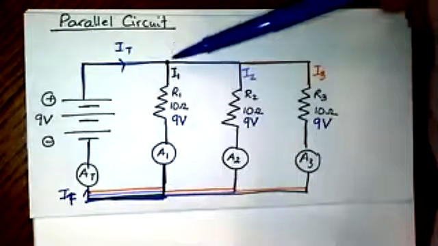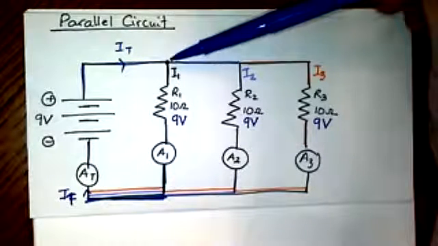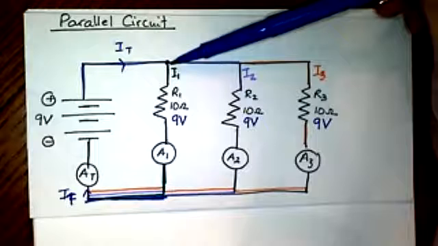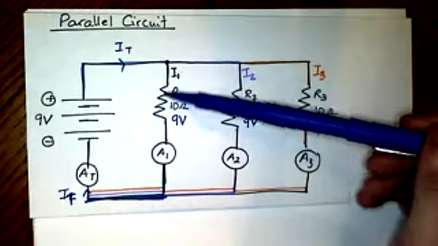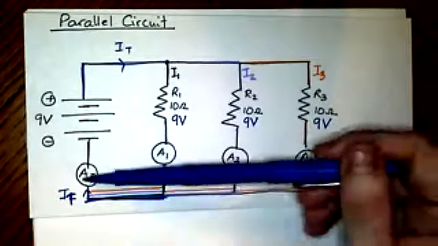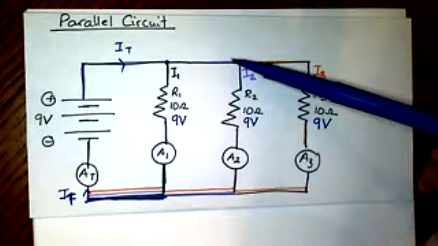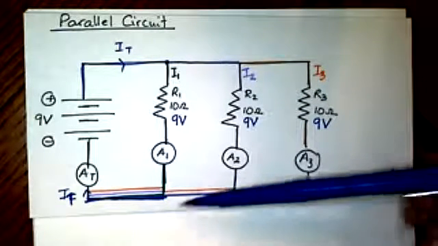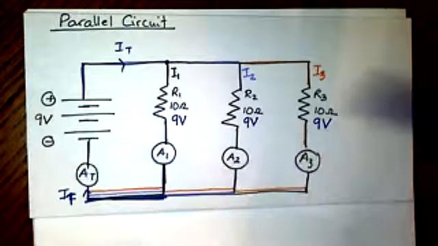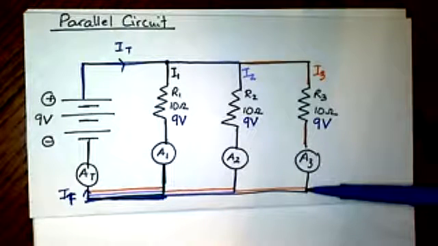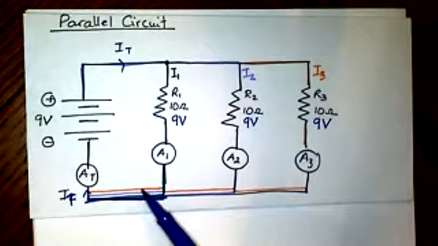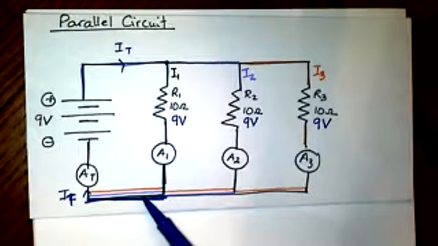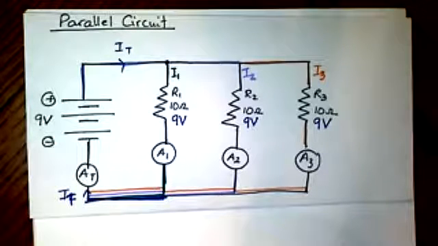And then when the current gets to this part, it has to split and go through each of the branches. So you can see I have the green current coming down this branch and going back to the battery. You can see I have the purple current heading back to the battery, and I have the orange current heading back to the battery. And here you can see if I add up each of the three currents, it's going to give me the total current.